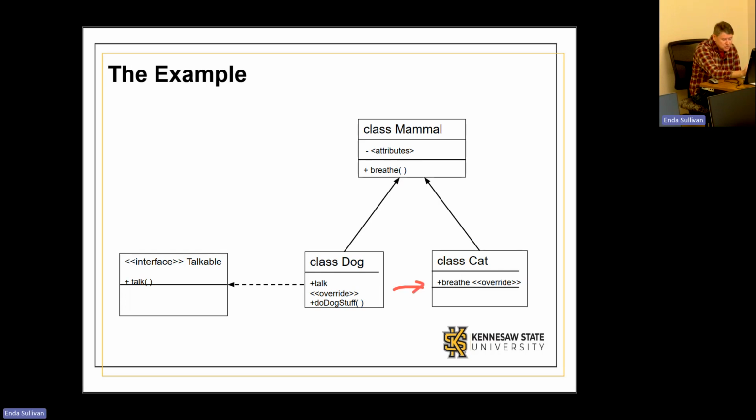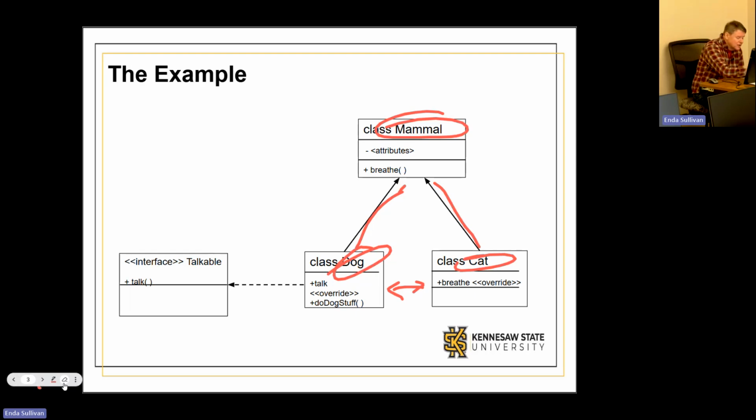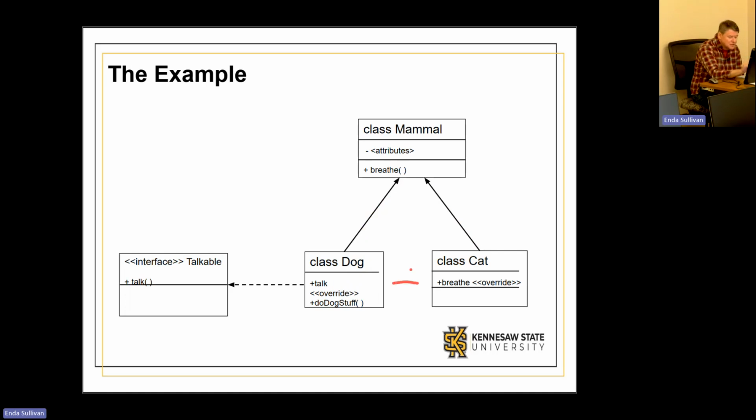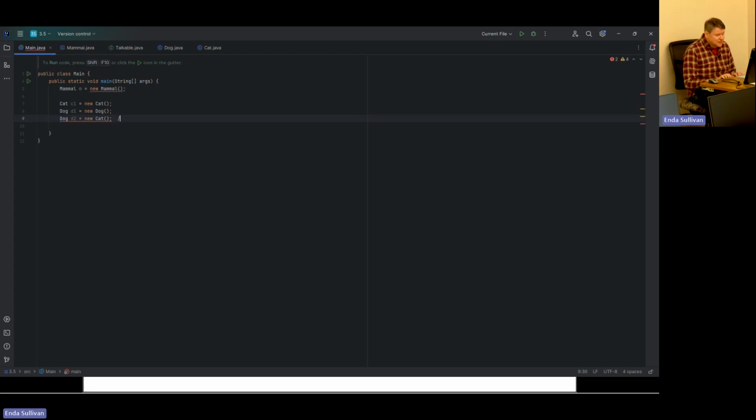These are not children of each other, they're siblings. So the rule with polymorphism is you are allowed to use anything above you, but you're not allowed to use anything next to you. So I can make a mammal and put a dog on it, that's allowed. I can make a mammal and put a cat on it, that's allowed. But I cannot make a dog and put a cat on it because they are not parent-child, they are siblings. So no, this is not allowed because siblings.